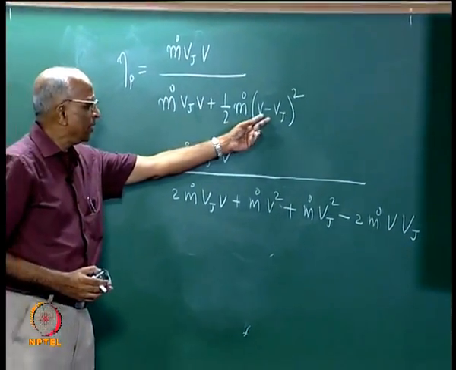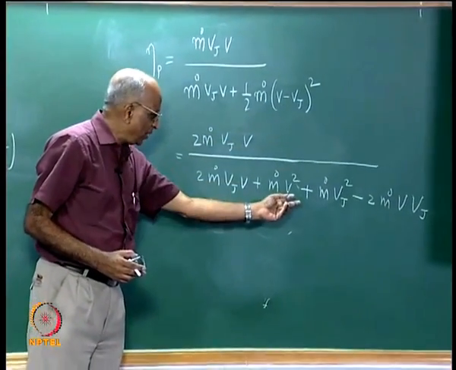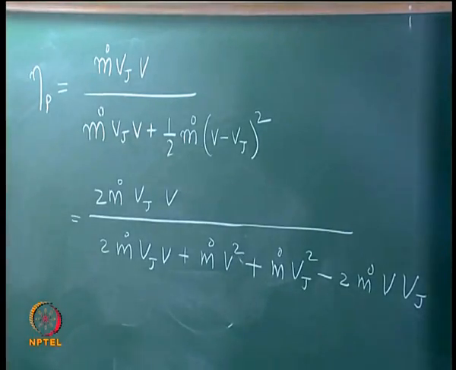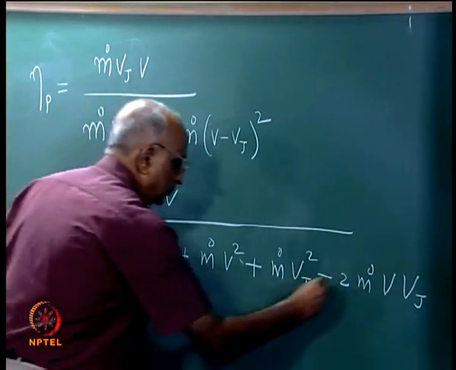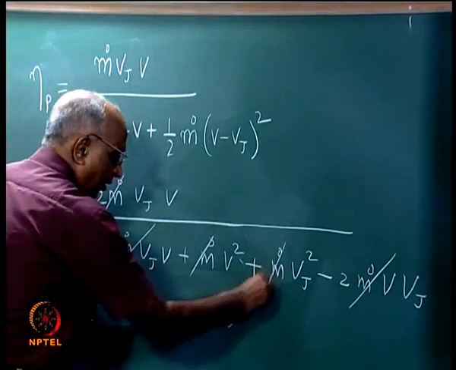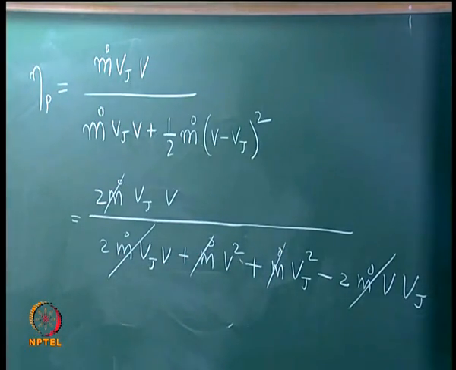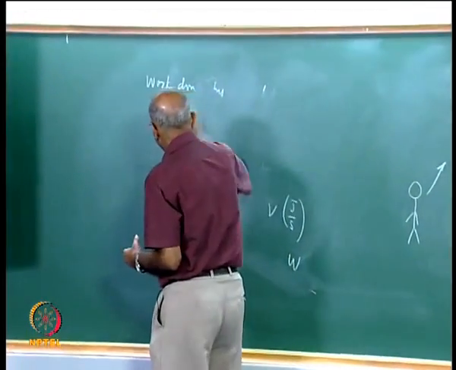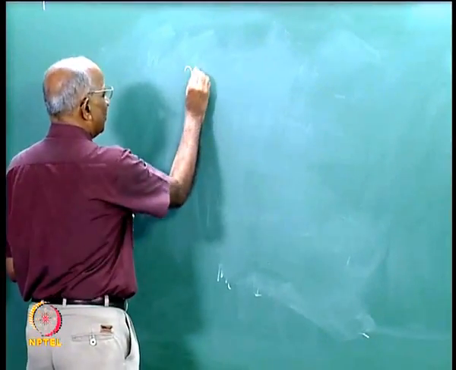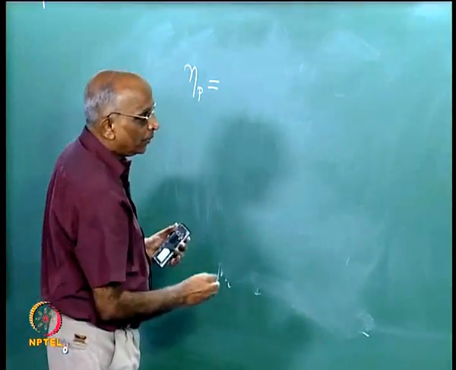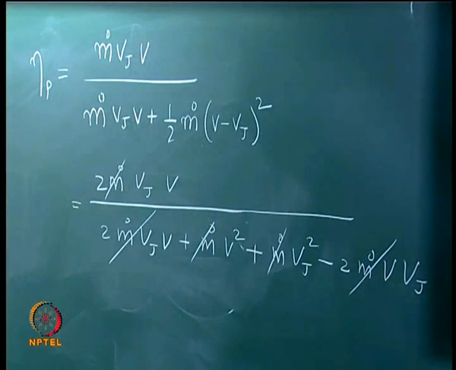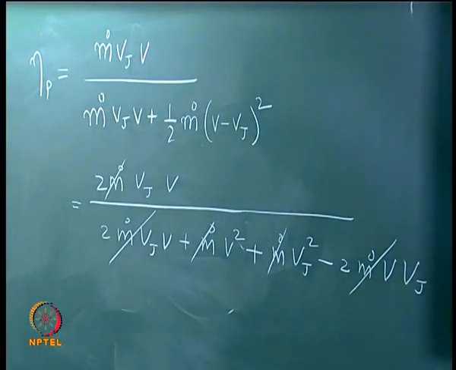V square minus 2 V Vj plus Vj square, V square, Vj square, 2 V Vj. You find that this and this get cancelled, m dot gets cancelled on the numerator and denominator, and what is the propulsive efficiency? Therefore, propulsive efficiency is equal to 2 V Vj divided by V square plus Vj square.